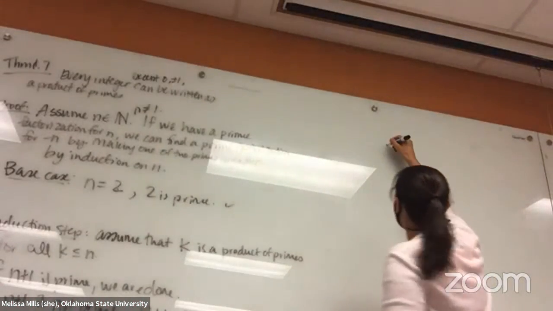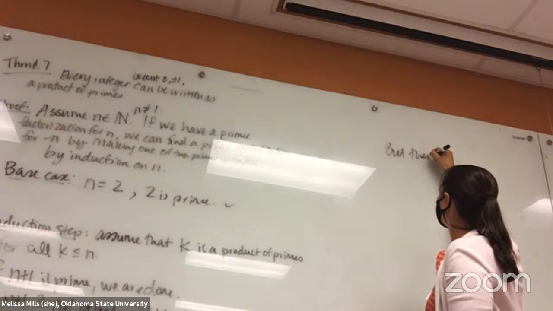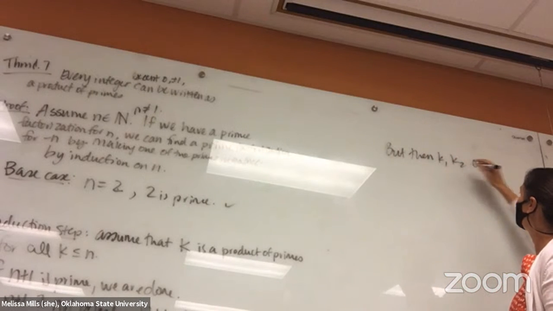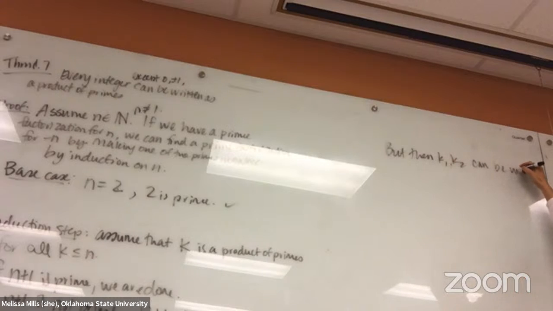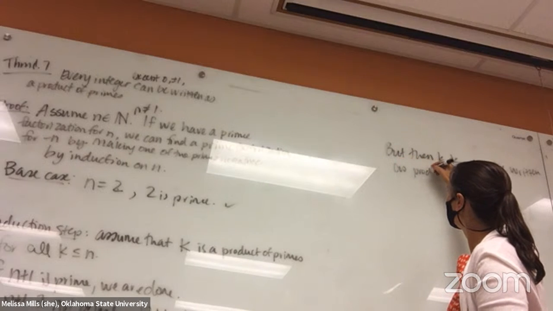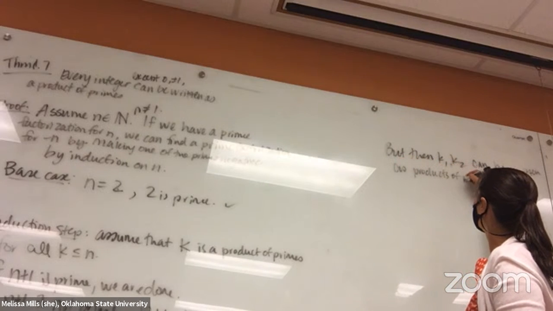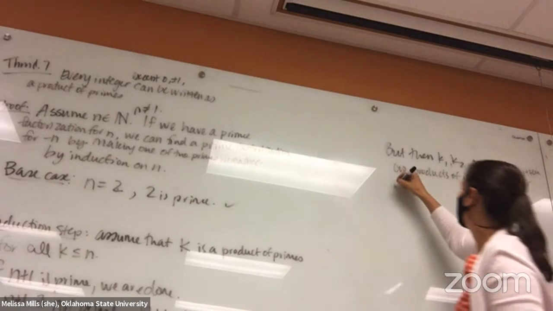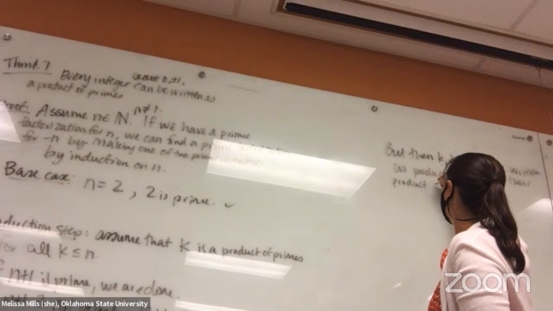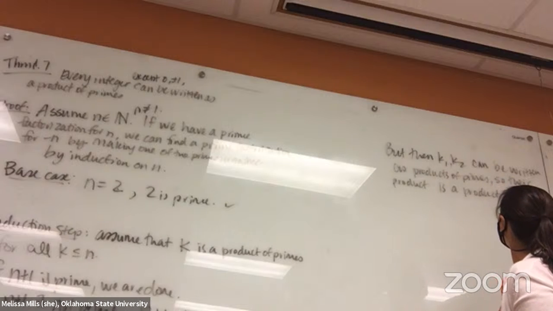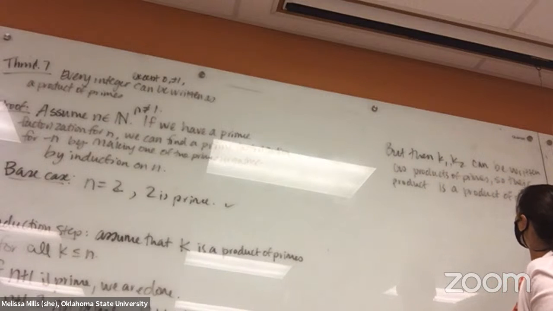Anyway, it's fine. But then k1 and k2 can be written as products of primes. So their product is a product of primes. Good.